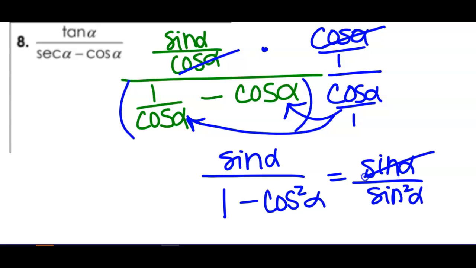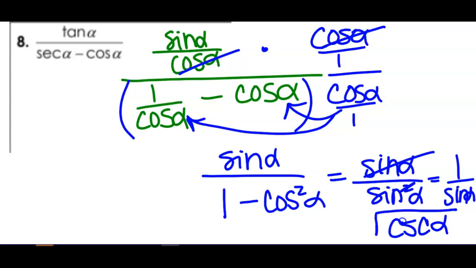And then one of these sines will divide out one of the squared, and we get 1 over sine, and 1 over sine is cosecant. All right.